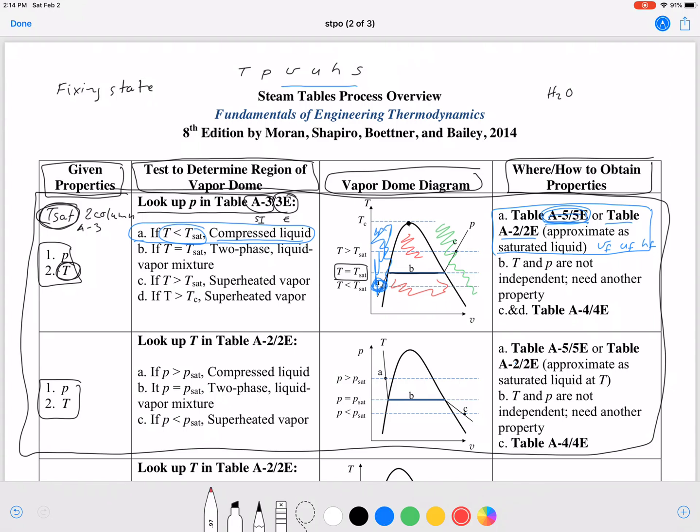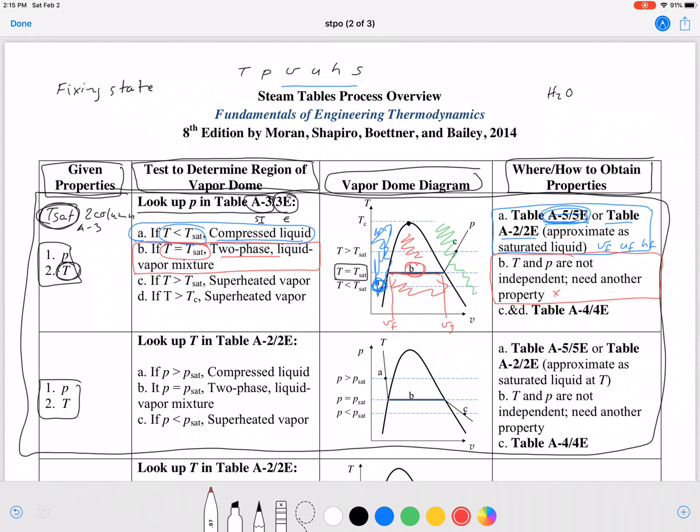Next, if our temperature is equal to the saturated temperature, then we know we're in a two-phase liquid vapor, and we're someplace in the dome here. We also know that pressure and temperature are not independent. The pressure and temperature are the same all the way through this area, but we can't decide where we are, what specific volume we have. We're somewhere between VF and VG, but we need another independent property to be able to decide where we are in this.